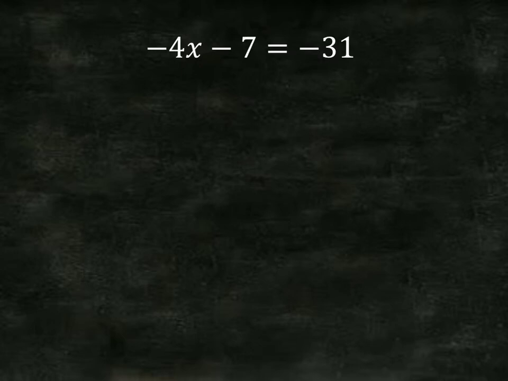All right, next problem. I have negative 4x minus 7 equals negative 31. The fact that there's a bunch of negatives in this is not going to change how we solve it. All that we need to be aware of is that there are some negatives, so that as we're solving, we're aware of our integer rules, okay? So I'm going to just talk myself through the steps real quick.